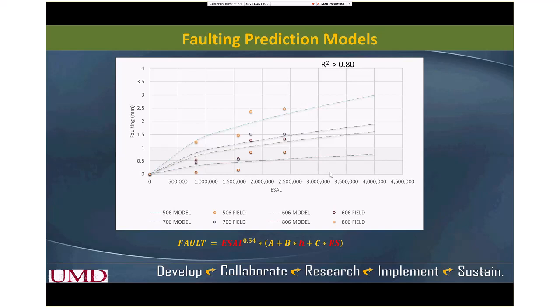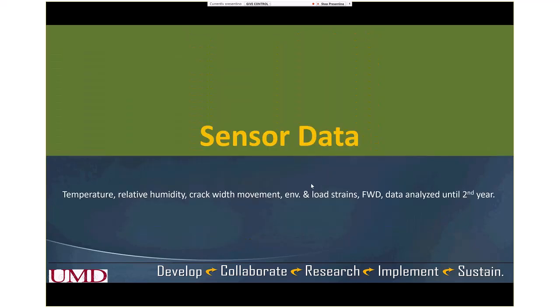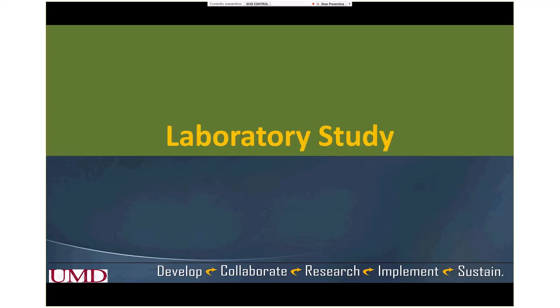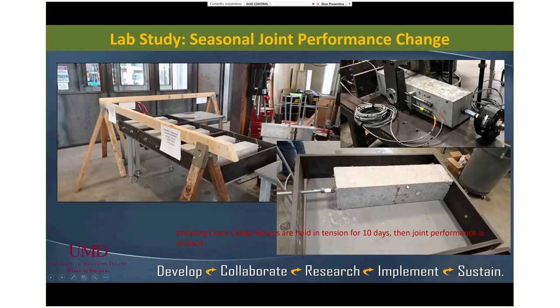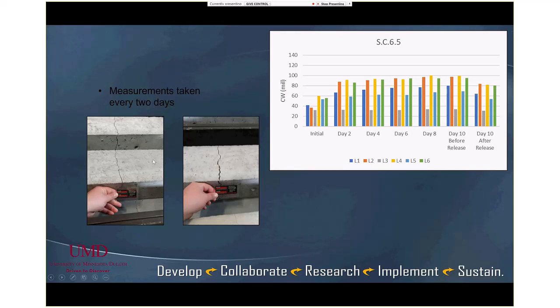accuracy of our models. For sensor data, we analyzed temperature, relative humidity, crack width, environmental load and strains, following the deflectometer data until the second year. I'm not including these in this presentation. We also did some laboratory study where we studied the creep of the fiber. We cracked the beam and then held it in tension for 10 days to induce some creep. This slide just shows what we have done.